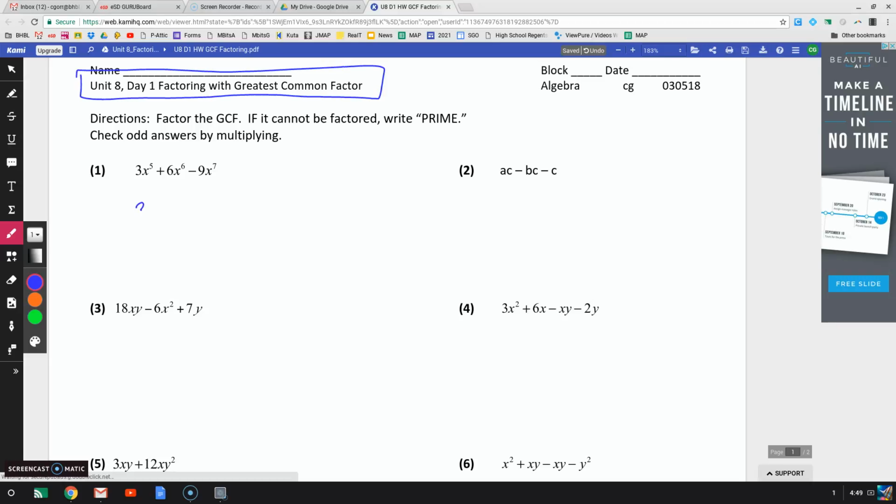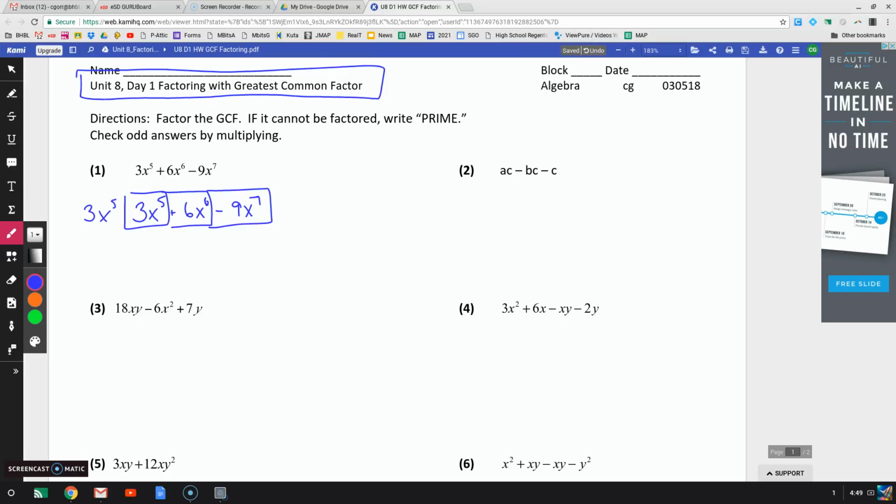In my box method, I'm going to take my 3x to the 5th, my 6x to the 6th, my 9x to the 7th, and I am going to put them in boxes, hence the box method. So what I'm looking for is what goes into all three of these pieces. I notice that 3 goes into a 3, a 6, and a 9. So I have a 3, and I'm looking at my variables. I have an x to the 5th, an x to the 6th, an x to the 7th. They all have an x to the 5th.